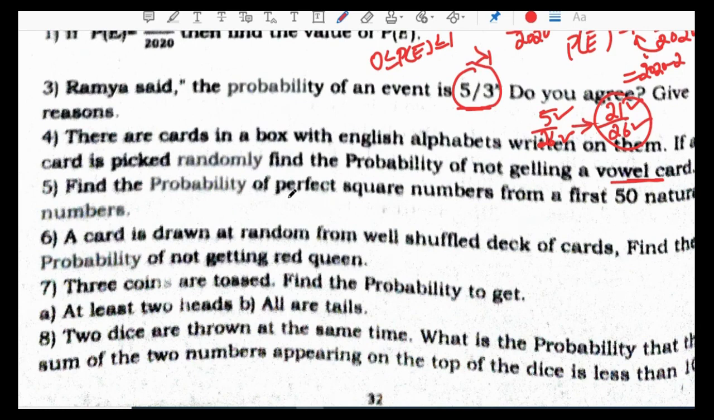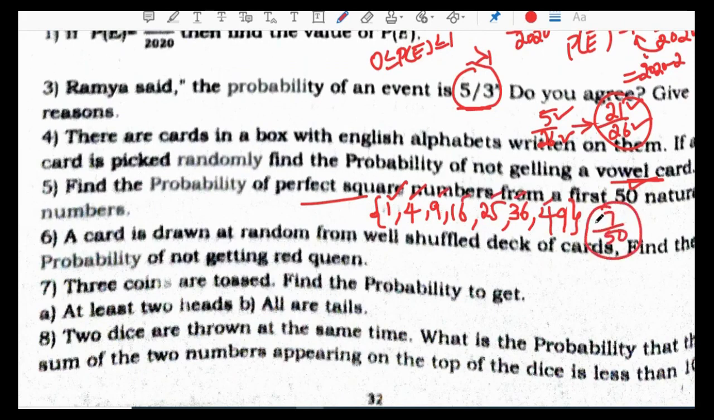Find the probability of a perfect square number from a list of 50 natural numbers. First, what are the perfect square numbers? We'll see: 1, 2 square is 4, 3 square is 9, 4 square is 16, 5 square is 25, 6 square is 36, 7 square is 49. Favorable outcomes are 1, 2, 3, 4, 5, 6, 7. Total outcomes are 50. So 7 by 50 is the probability of getting a perfect square number.